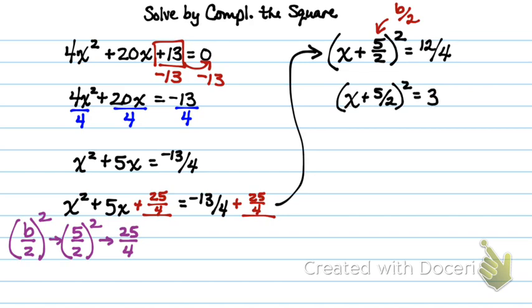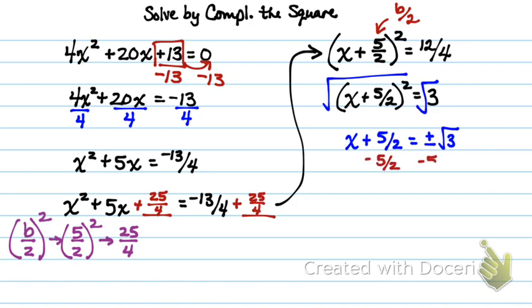And then I want to take the square root of both sides. When you take the square root of both sides, how many answers do you get? 2. So I have x plus 5 over 2 is equal to plus or minus the square root of 3. Last thing I need to do is get rid of this 5 over 2, so I'm going to subtract it from both sides. Cancels out here. And I have x equals negative 5 over 2 plus or minus the square root of 3. And I've got my 2 solutions, my 2 roots.